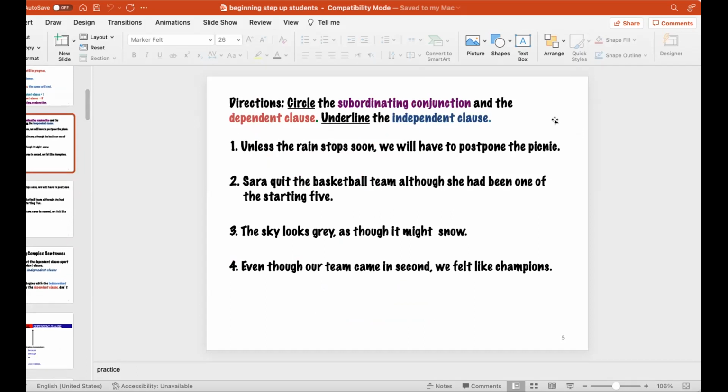Let's do this. Joanne, in the first sentence, what's the subordinating conjunction? You have to unmute yourself, though. Unless. So, what's the dependent clause? Unless the rain stops soon. And the independent? We will have to postpone the picnic. Exactly.